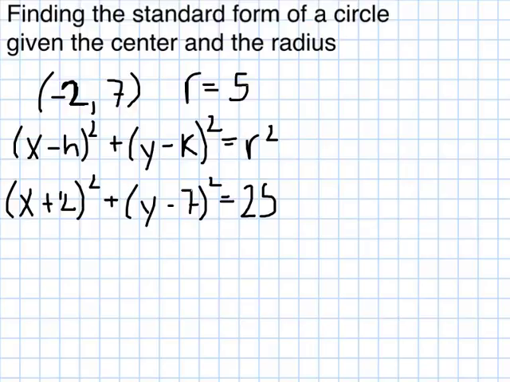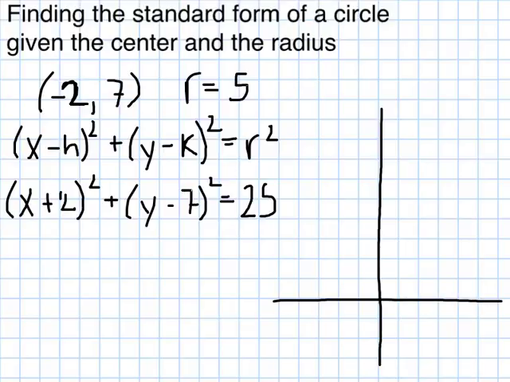So you can either have the standard form and get the center and the radius from that, or you can be given the center and the radius and write it into standard form. Now really quick, if we were to graph that, probably need a little more space than normal here. There. We have our center at negative 2, 7, 1, 2, 3, 4, 5, 6, 7. And then my radius is 5, so I'm going to go out 5 in every direction. 1, 2, 3, 4, 5.